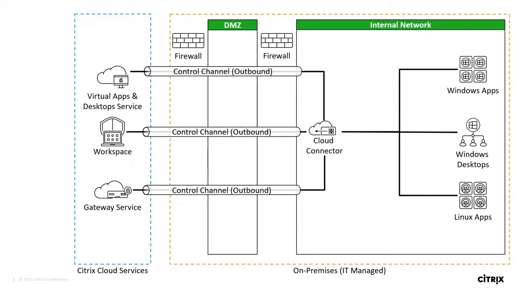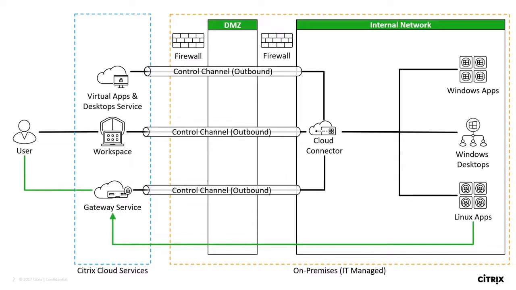Once that environment's set up, a user who can be external or internal will make a connection to the workspace experience and select the appropriate application or desktop they want to access. Once they select that, Workspace will create this connection between the user as well as the virtual desktop via the gateway service, so it will be able to secure that communication across public network links.